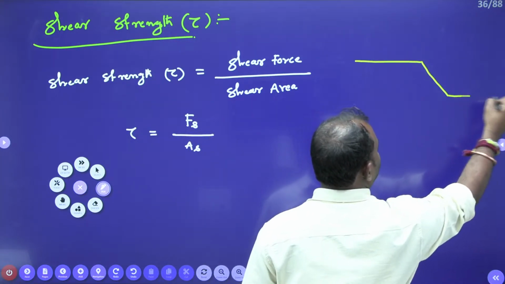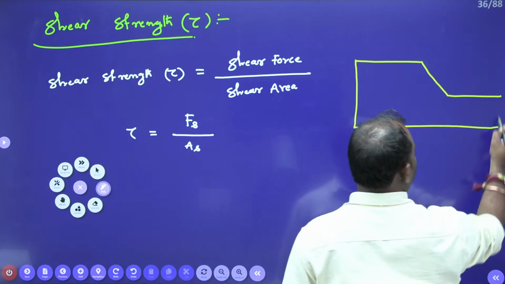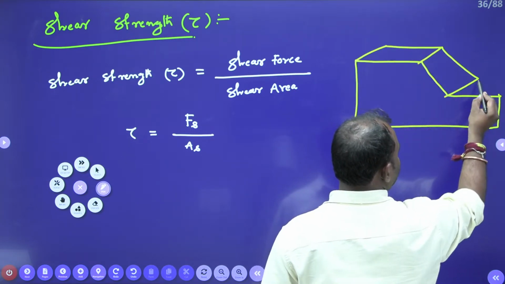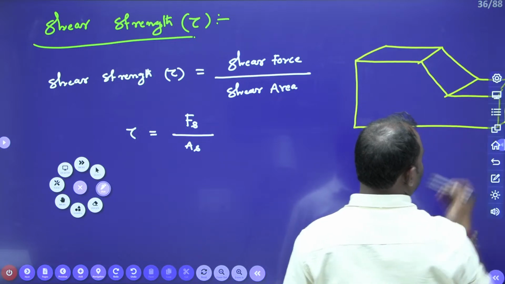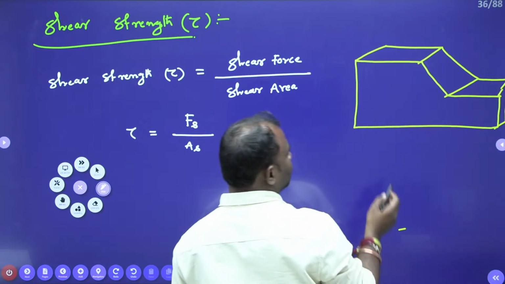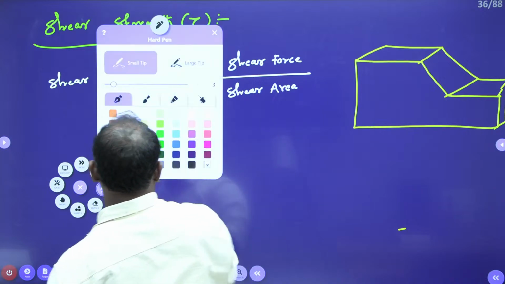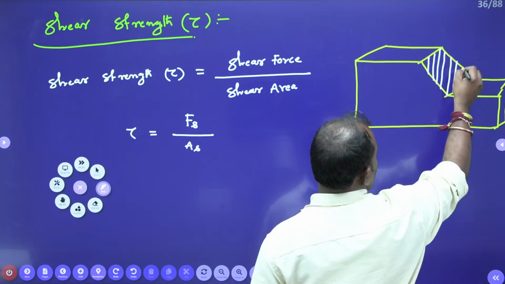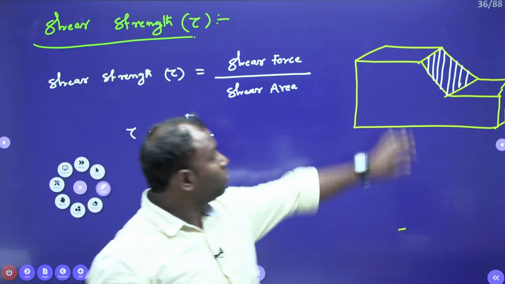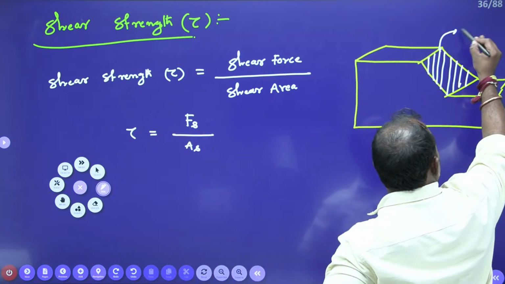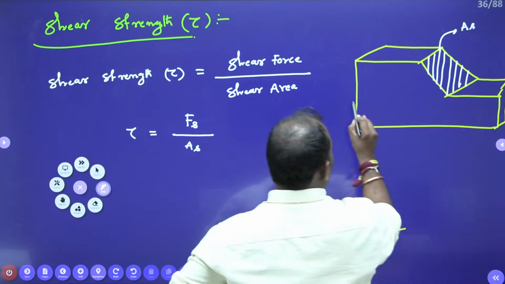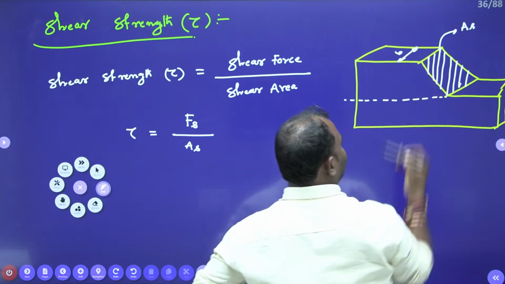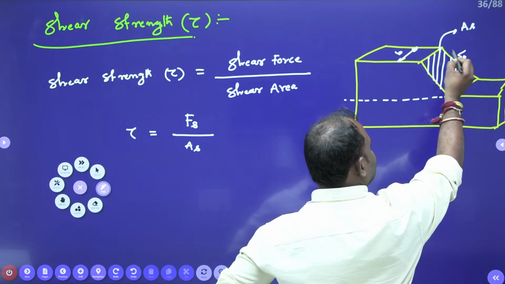Right. So, can I say that this is my shear plane? Can I say that this is my shear plane? Right, shear plane. Whatever the area is here, that is the shear plane area, As, isn't it, guys? Right. Now, say this is my B, and say this is L0.